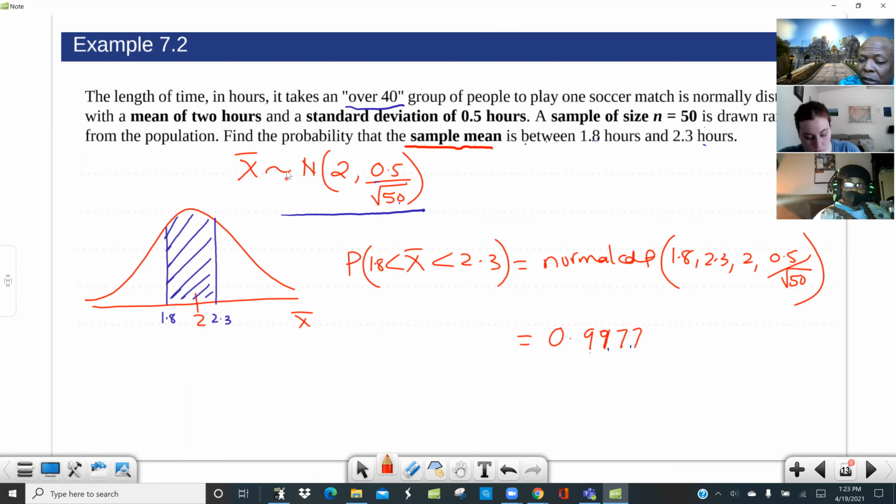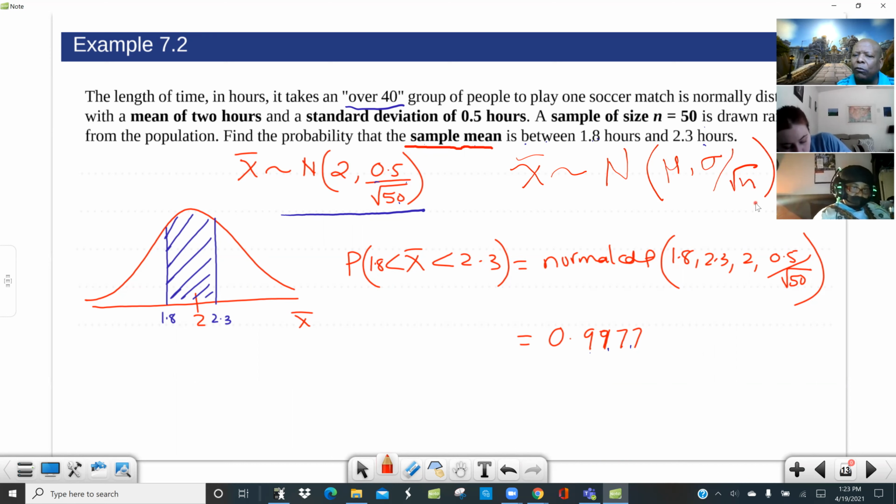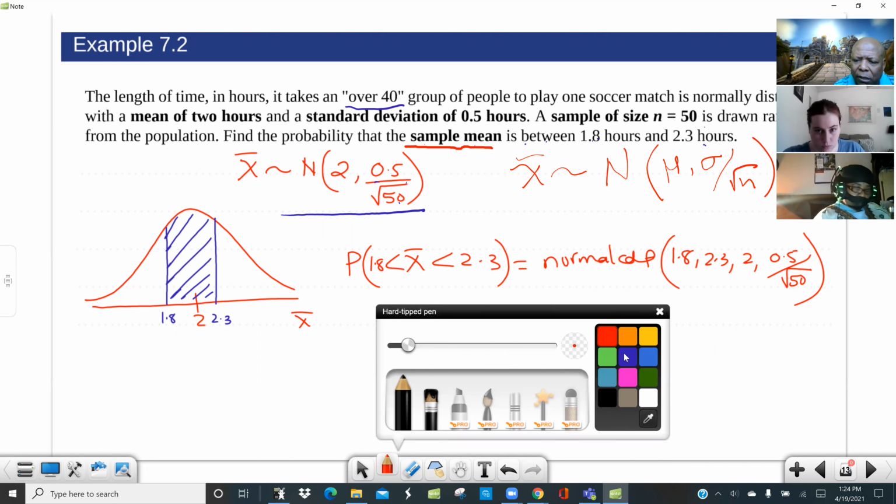The sample means will follow a normal distribution with the mean 2 and the standard deviation sigma over root n. X bar follows this. And you have all the information. So the mean is going to be 2. The standard deviation is going to be, if you put this thing in the calculator, let me see.